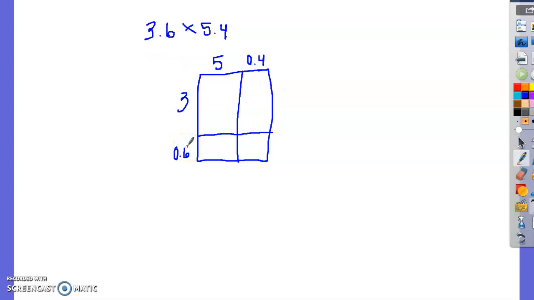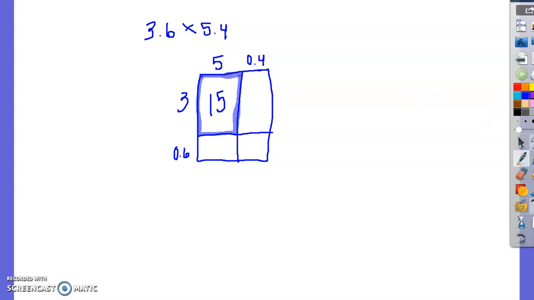Now, each area represents a different number. So if we were to multiply 5, which is right here, times 3 right here, that represents this rectangle right here, so this area. And so our answer for 5 times 3 would be 15.